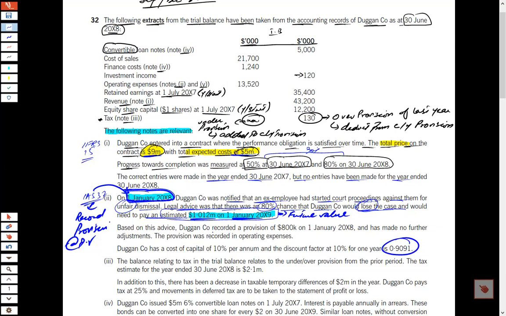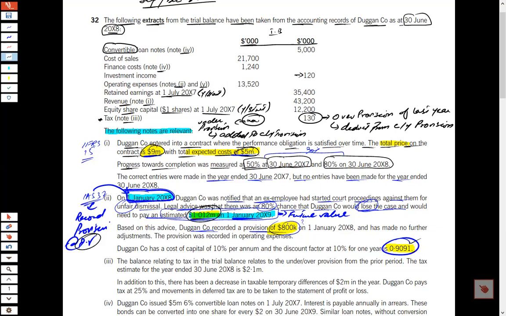Based on the above advice, the company recorded a provision of 800,000. It's a big question mark. As we know the future value, and we also have the present value factor, we are required to check whether they correctly calculated the present value or not. And if they have not, then we would be adjusting this. I repeat, the future value is given as well as the discount factor, so you can find the present value.